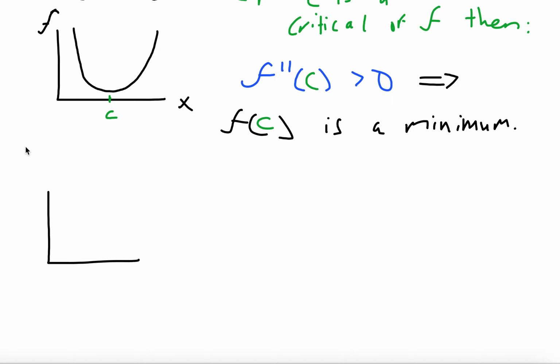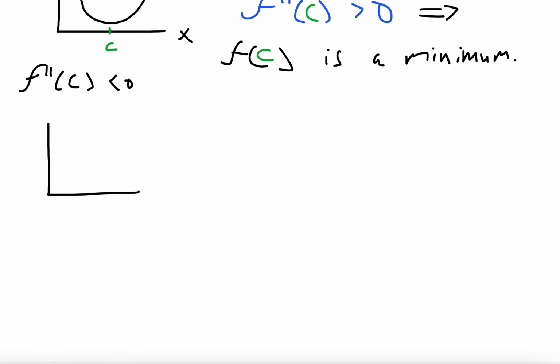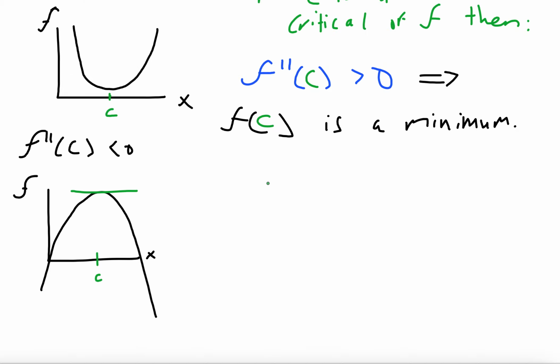Now let's take a look at f double prime of c less than 0. That means it's concave down, right? So if f double prime of c is less than 0, then f itself is concave down. So here's f of x. It's concave down like a frown. And if c is within that interval where it's concave down, and it's a critical point, then you can see here that it looks like a maximum. So f double prime of c less than 0 tells us that f of c, the actual function value, is a maximum.